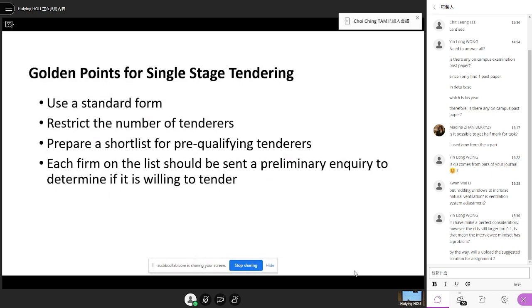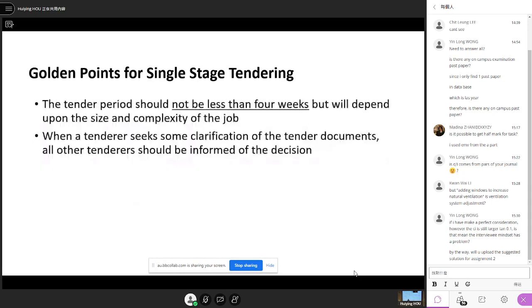There are some golden points that you need to be aware of for tendering. So here I only talk about single stage tendering. I use single stage tendering as an example and talk about golden points for single stage tendering. Read through these slides. You don't need to memorize them, but it's better for you to understand the meaning behind them.